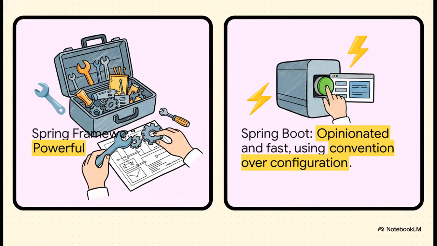And this is really the key difference. The Spring framework is all about power and flexibility. You can tweak anything. Spring Boot, on the other hand, is opinionated. It makes smart, sensible choices for you right out of the box. This is a principle called convention over configuration. So instead of you having to pick and set up a web server, Boot just includes one for you. Instead of you having to hunt down 20 different libraries, you just say, I need the web starter, and Boot pulls in everything you need automatically.